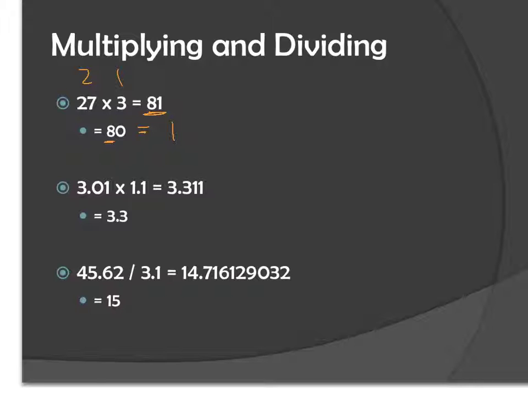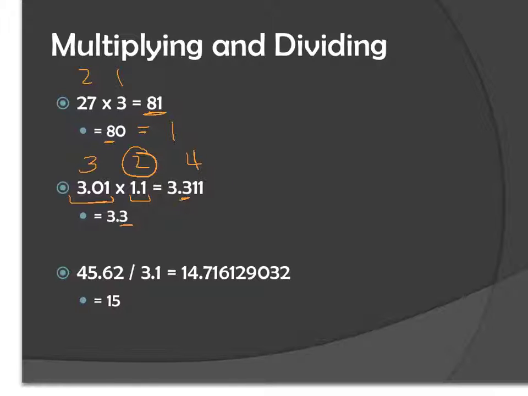In 3.01, we have 3 sig figs. And 1.1, we have 2. Remember, when we multiply and divide, we're looking at the whole number. The answer, 3.311, has 4 sig figs. We need to round to 2 sig figs. So we need to round to the 10th place in this case. 3.31, that 1 tells the 3 to stay the same, so we end up with 3.3.